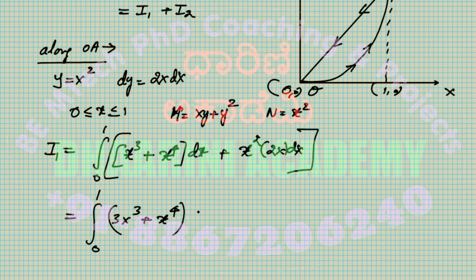So this is equal to integral 0 to 1. I'll make x to the 4 first. X to the 4 minus x cube dx. So that is x to the 5 by 5 minus x to the 4 by 4. So look at this limit, from where to where? 0 to 1. When you put 1, this is 1 by 5 minus 1 by 4.